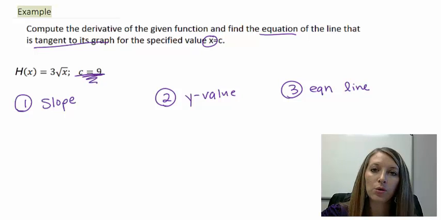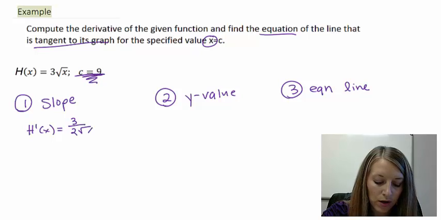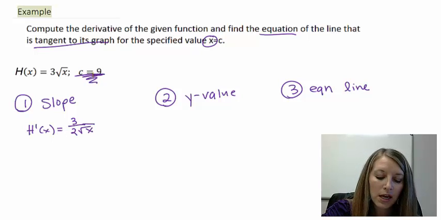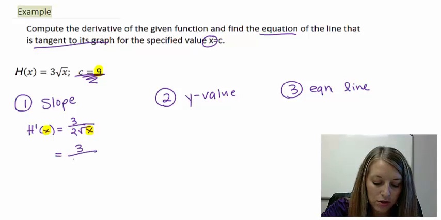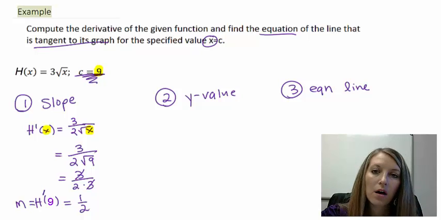I do that by using my derivative, which we just found: h prime of x is equal to 3 over 2 square root of x. So all I have to do is plug in my x value, in this case our c value. So I just plug that in for my x's. That gives me 3 over 2 times the square root of 9, or 3 over 2 times 3. My 3's cancel out. So my slope at this very specific point is 1/2. So my slope is given by our derivative.